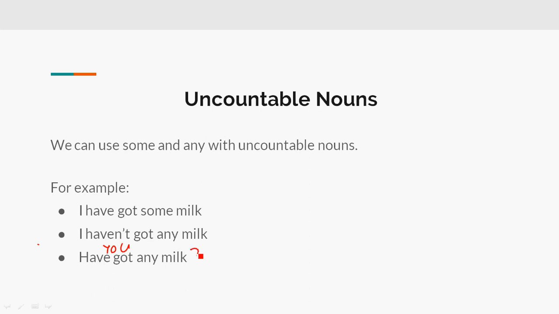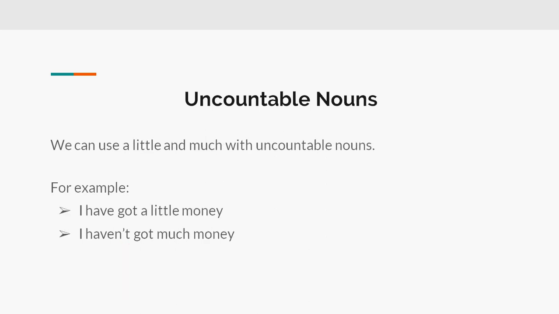Question mark. Okay, so the first sentence is in the affirmative form. The second sentence is in the negative form. And the last sentence is a question. That demonstrates the use of some and any with uncountable nouns. Sorry. Okay, move on.